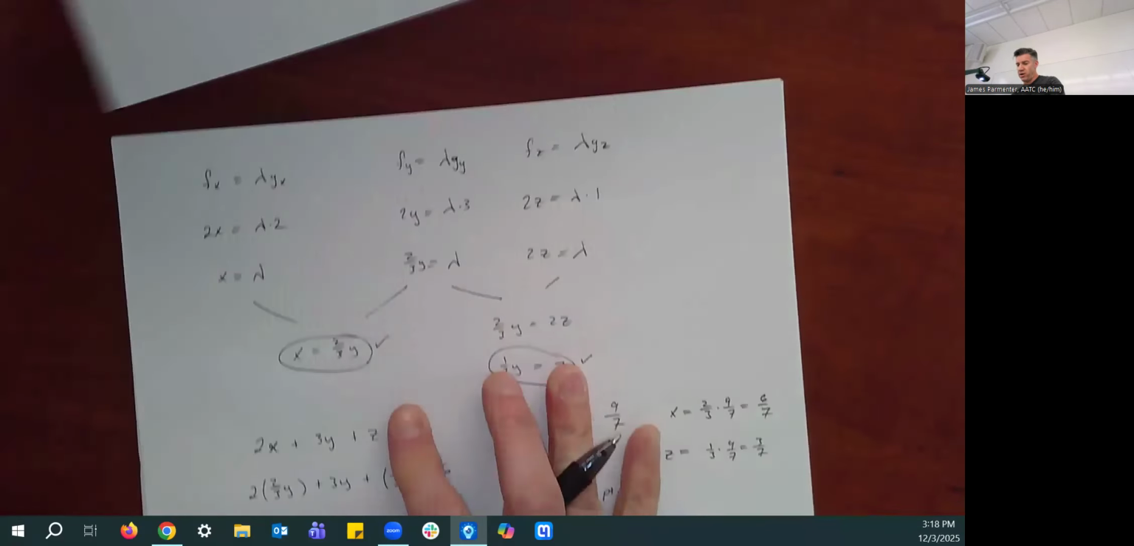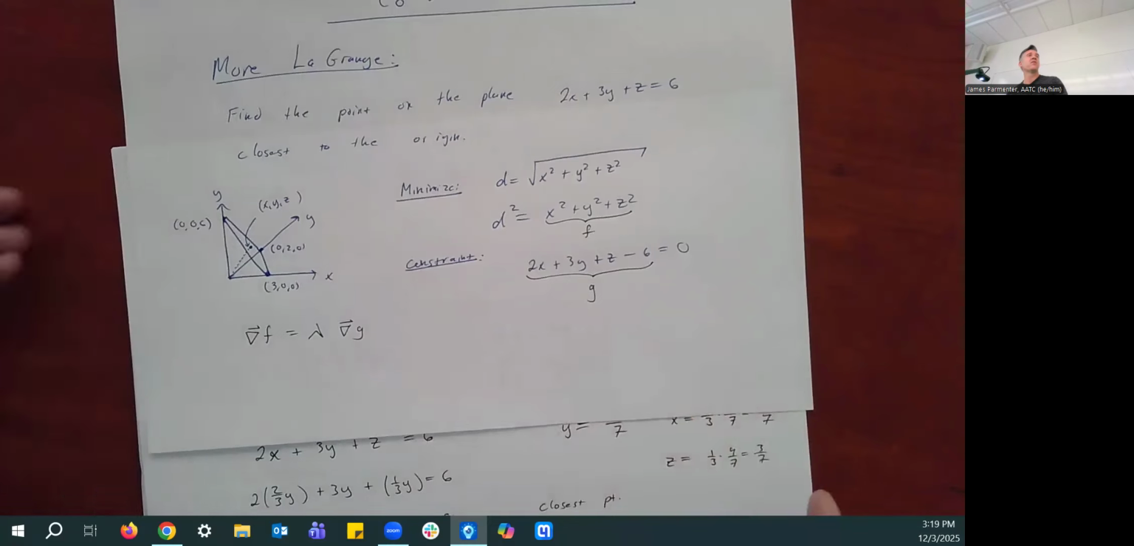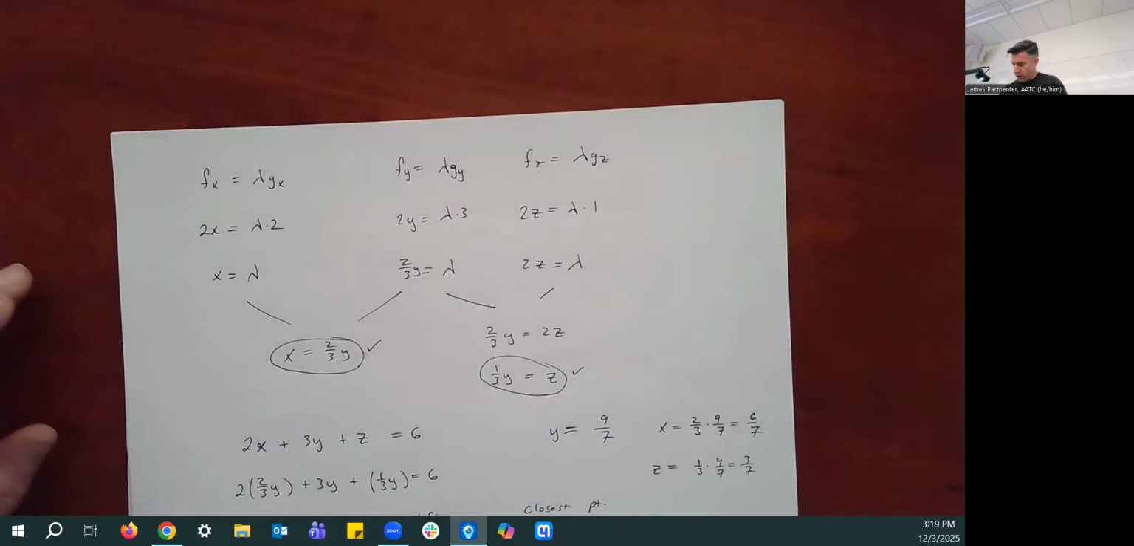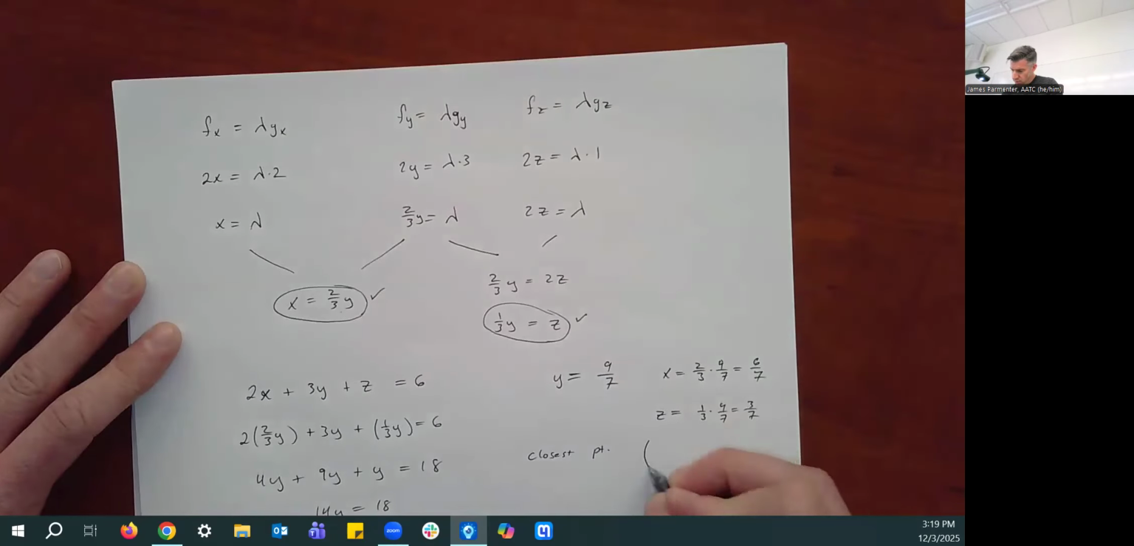If you look back at your drawing over here, there isn't a furthest away point on that plane, right? You can find points that are further and further and further away. But that's, I would say, the drawback of Lagrange multipliers: you can't just tell you have a max or a min. You have to think about why the thing you have found is either minimizing the thing you're trying to minimize or maximizing the thing you're trying to maximize. So the closest point here is going to be 6/7, comma 9/7, comma 3/7.